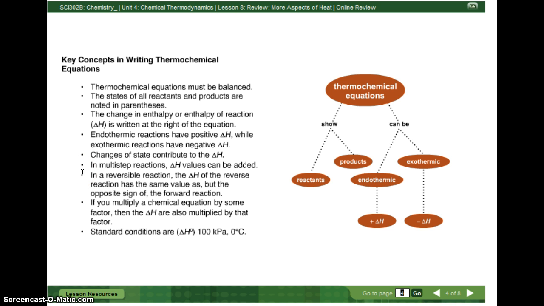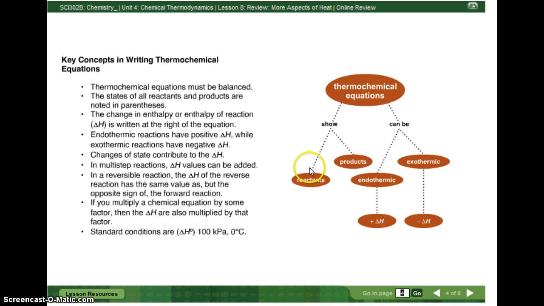In a reverse reaction, the delta H has the same value as, but the opposite sign of, the forward reaction. If you multiply a chemical equation by some factor, like 3, then the delta H is also multiplied by that factor. Standard conditions are delta H with a superscript of 0, or in other words STP: 100 kilopascals, 0 degrees Celsius. Remember, delta H tells you the amount of heat that is taken in or given off.